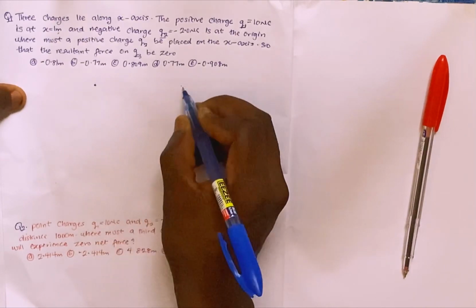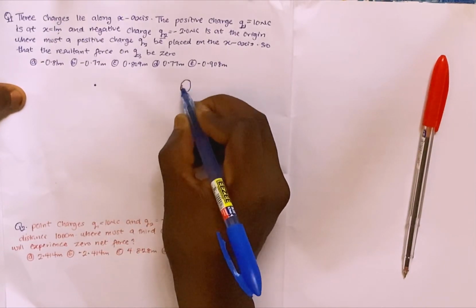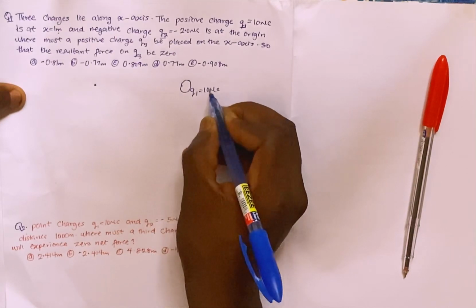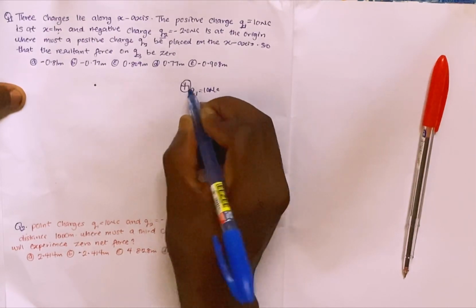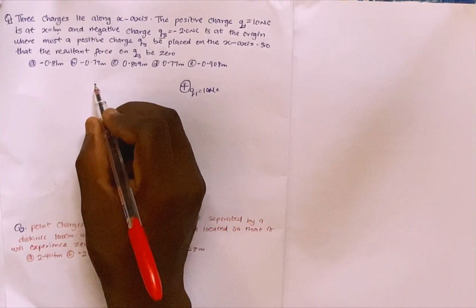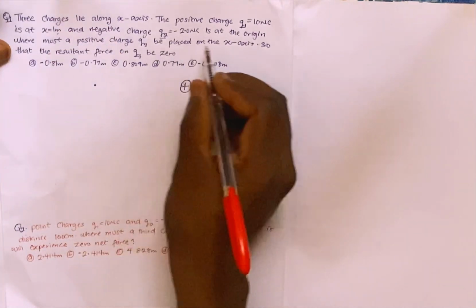Let's just say this side is 1 centimeter. I'm having my Q1 here, which is 10 microcoulomb, and it is positive. Looking at this side, I'm having 3 charges lie along. Okay, and negative charge Q2 is at origin.